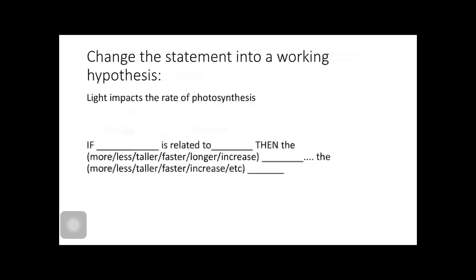Another hypothesis might have to do with light and photosynthesis. So light impacts the rate of photosynthesis. That's my observation. Plants tend to grow better in sunlight. So if the amount of light is related to photosynthesis, then I could say the more light, the taller the plant, or the increase in photosynthesis, something along those lines. And then I can begin to test it.